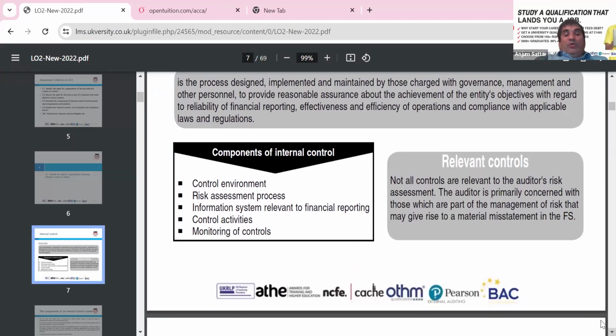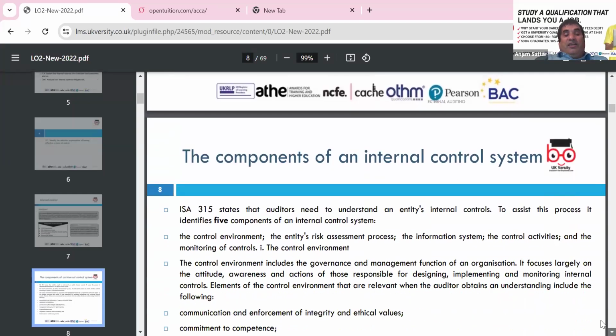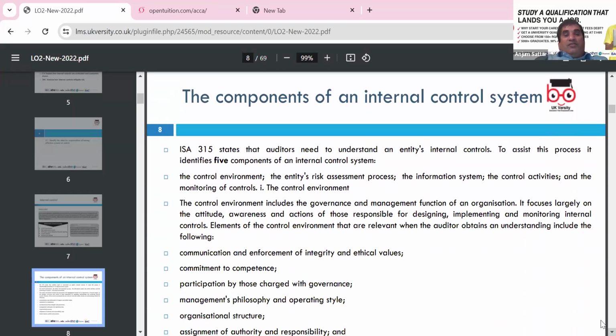Okay, the components of internal control: the control environment, risk assessment, the information system relevant to financial reporting, control activities and monitoring. Not all controls are relevant to the audit risk assessment. We can look around that audit is primarily concerned with those that are part of the management of risk. We can look around different risks to the financial statements, material misstatement, not following the accounting standards. So always we need to look around these, which we'll go through in a minute. Some of them I will highlight during our discussion.